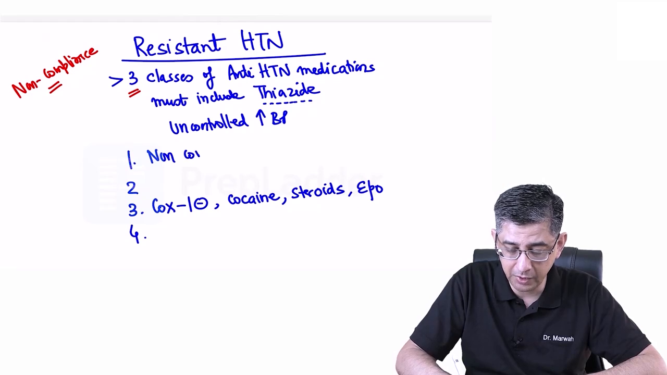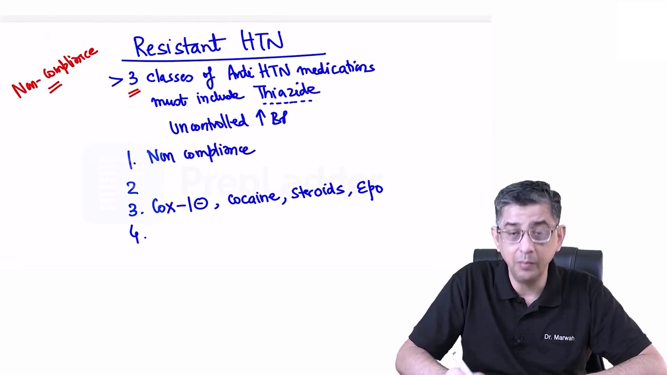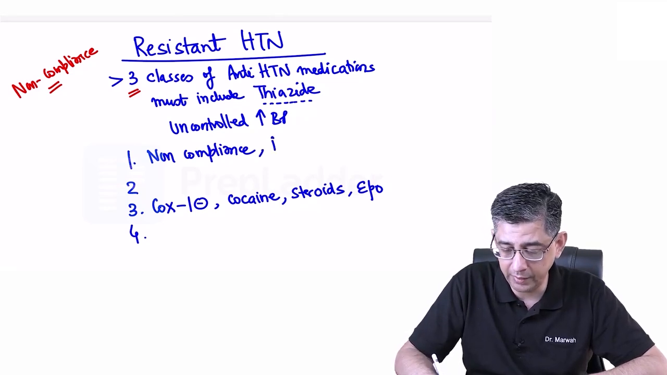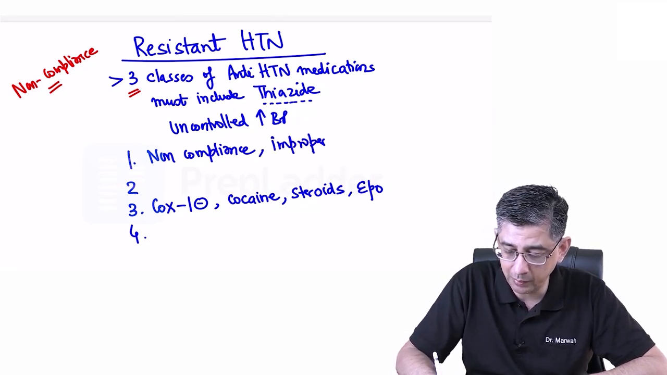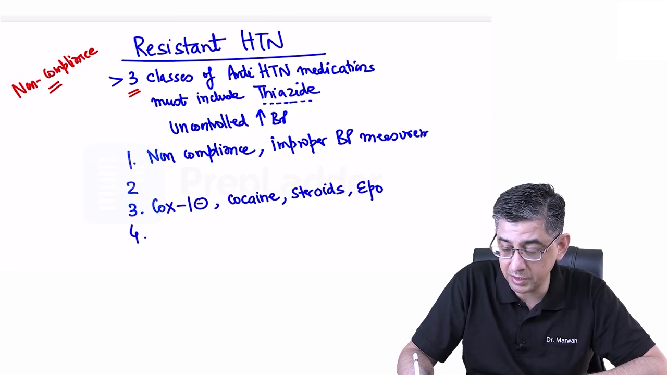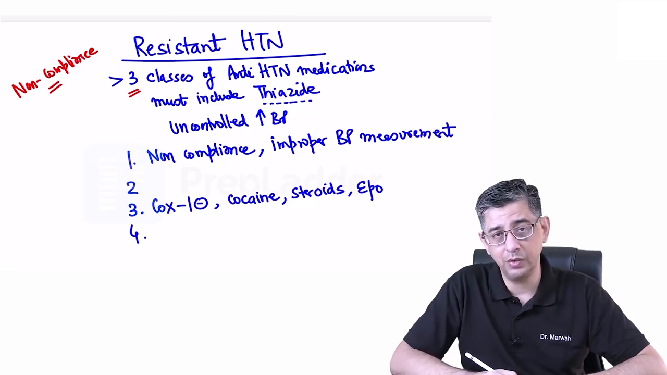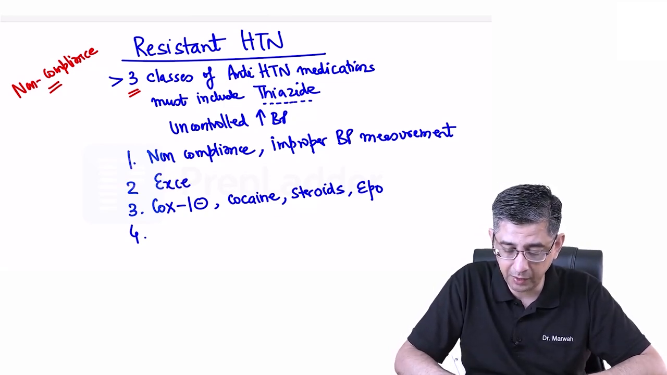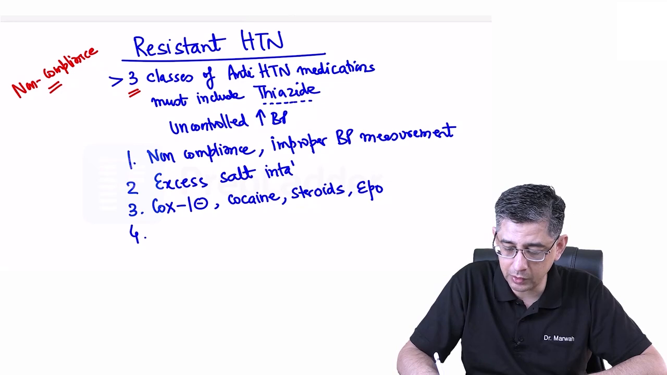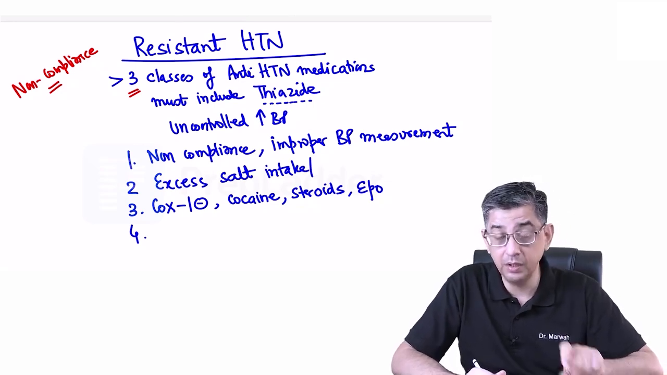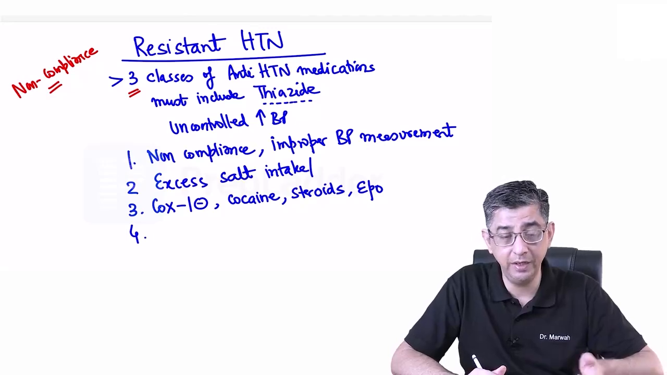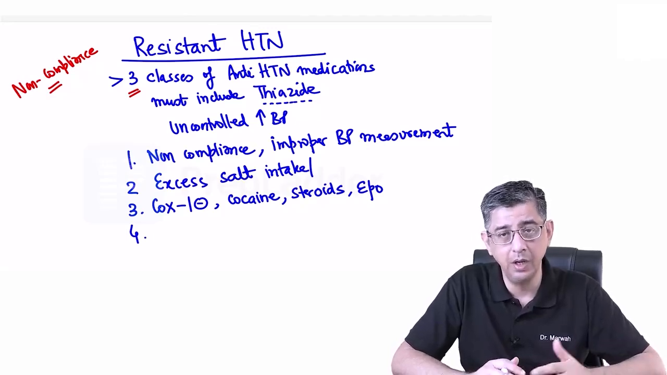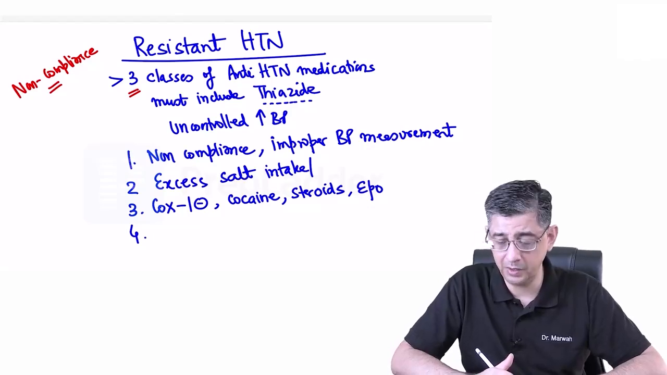Routine causes I've already mentioned: it is non-compliance, but obviously, and that's what is written in the textbook, improper BP measurement must be ruled out. Calibration is to be done, standardization is to be done in your clinic, so that you don't over-report cases. Then from the dietary perspective, excess salt intake. This guy adds a liberal amount of salt to his food, to the curd that he eats, to the salad that he eats, and he eats pickles also. Pickles are loaded with salt, so that will again contribute to problems in this patient.